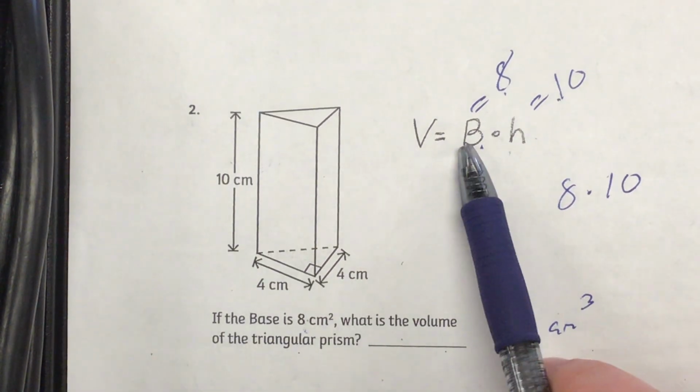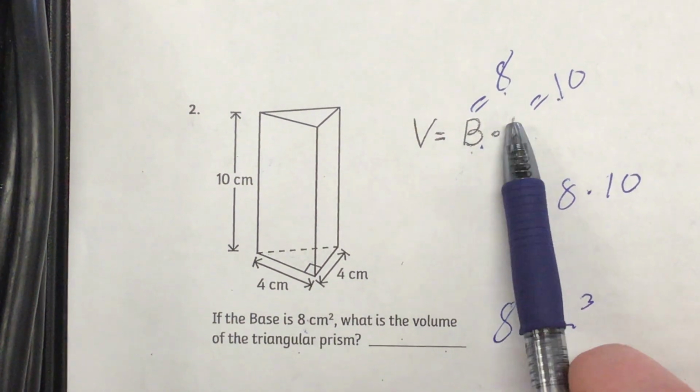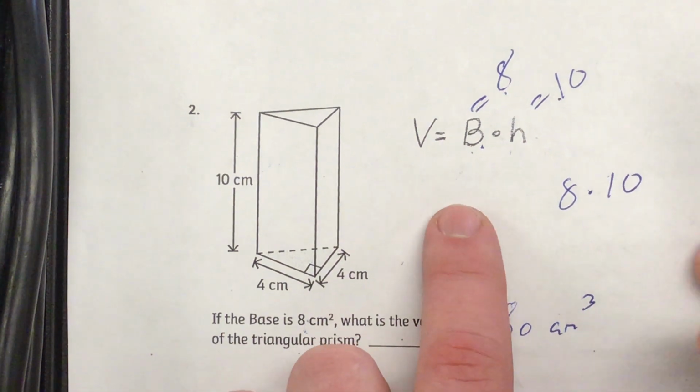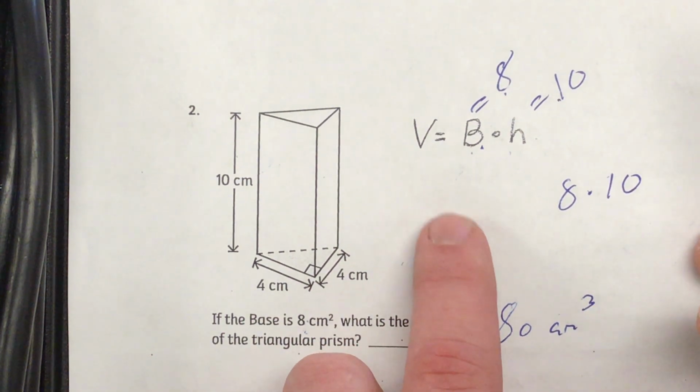All right, so how do we find volume? Volume is base times height. So remember that. You're going to be doing it a lot in your homework. I think some of them give you your base, but other ones you're going to have to find the base.